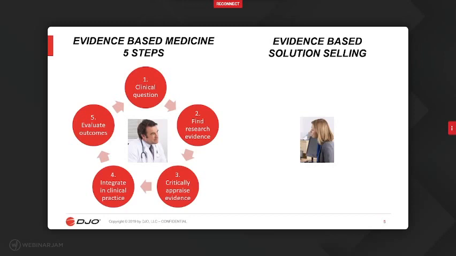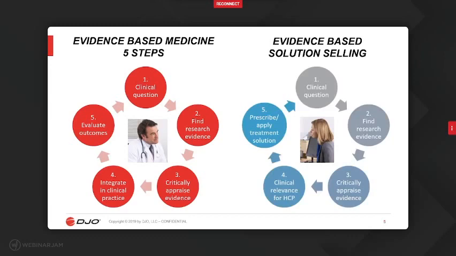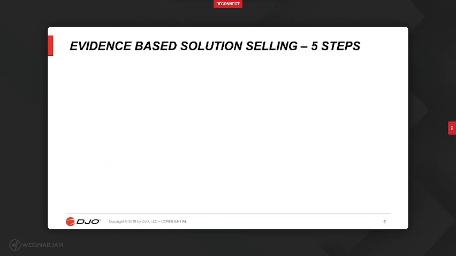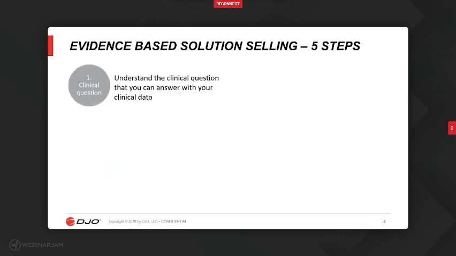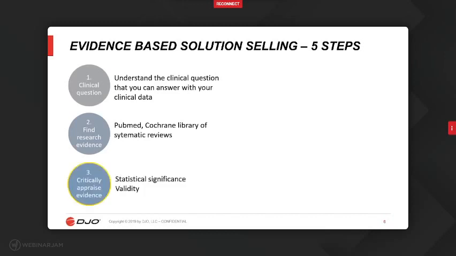And then in evidence-based solution selling, we will follow the corresponding steps when presenting clinical data. So we will also start with understanding the clinical question that we can answer with our clinical data. In the second step, we will look for clinical evidence on databases like PubMed, Cochrane Library of Systematic Reviews. Our third step will also be critically appraising the evidence, so looking at the statistical significance, the validity of the data, and therefore it's important to understand how to read a clinical study.